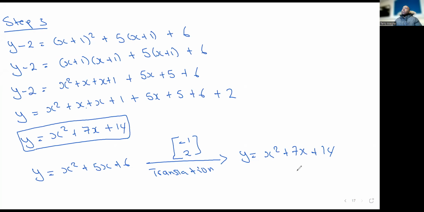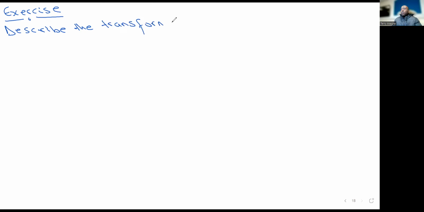Okay, so let's pick one more example on this one. So we have this exercise here. Now we're told to describe the transformation of f of x to f of x plus 5 minus 4. Okay, so what are they saying?